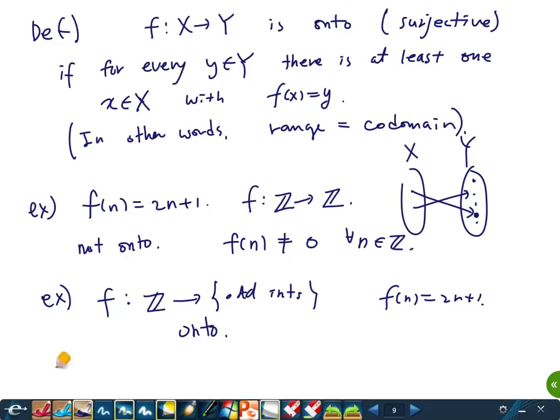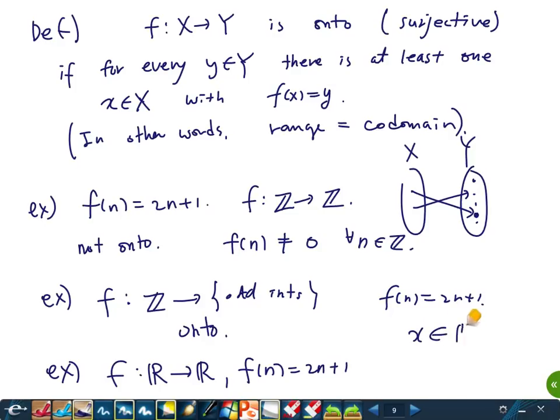What about this? Third example. The same function, but R to R. Is this onto or not? Yes, onto. Because for every x, you can find this 2n plus 1, right? Because n equals x minus 1 over 2 is a real number, so yeah, it's an onto function. So it really depends on the domain and codomain.